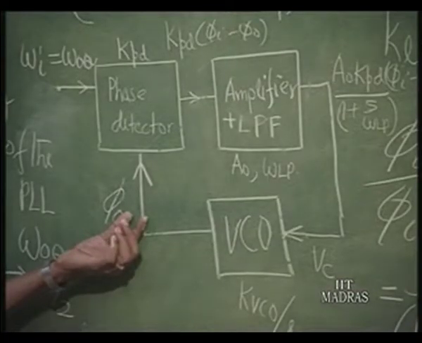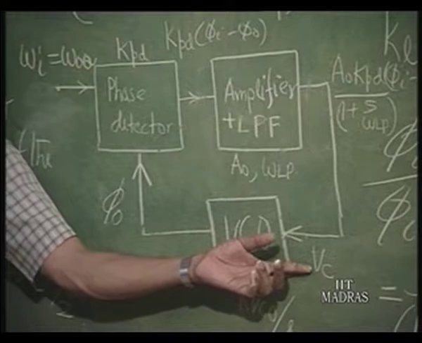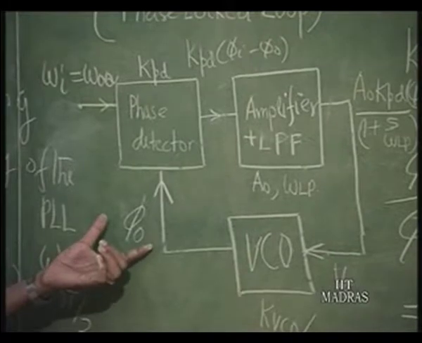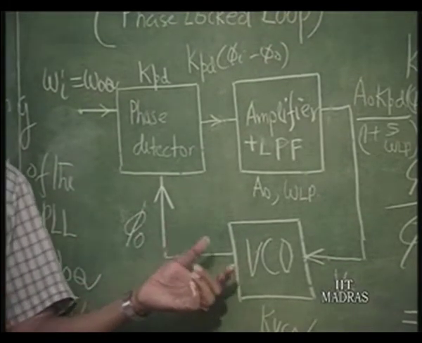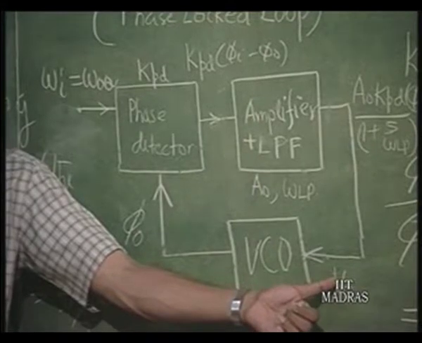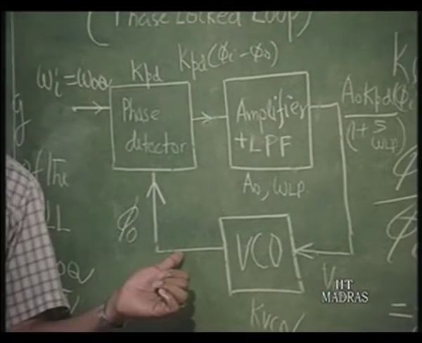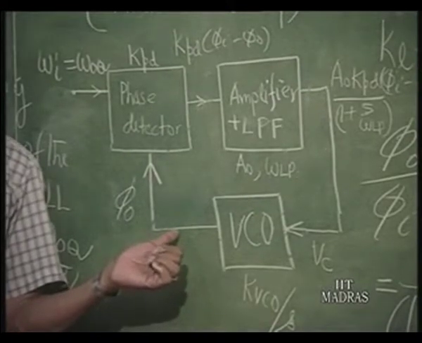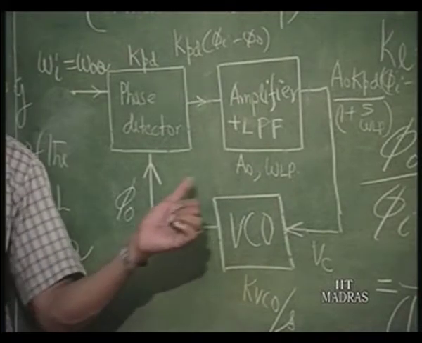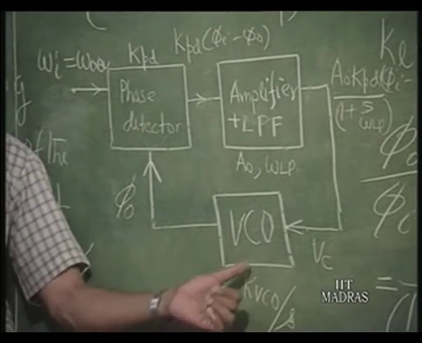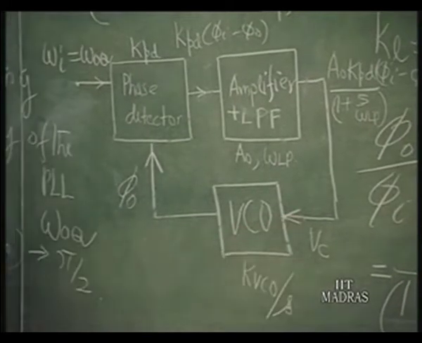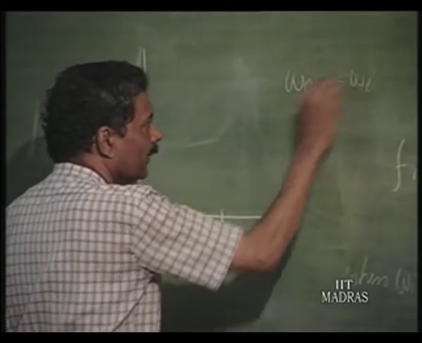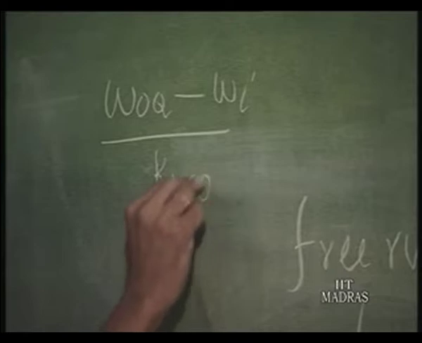If this follows, what should be the Vc? That will be nothing but omega naught q minus omega I divided by kVco, because this is defined as the sensitivity. So, if this has gone over from omega naught q to omega I, which is different from omega naught q, then the change in frequency is omega naught q minus omega I. That divided by kVco should be the DC voltage here. So, you can see that omega naught q minus omega I divided by kVco should be the DC here.